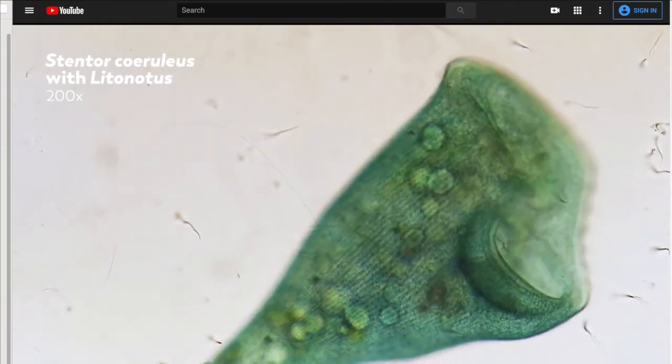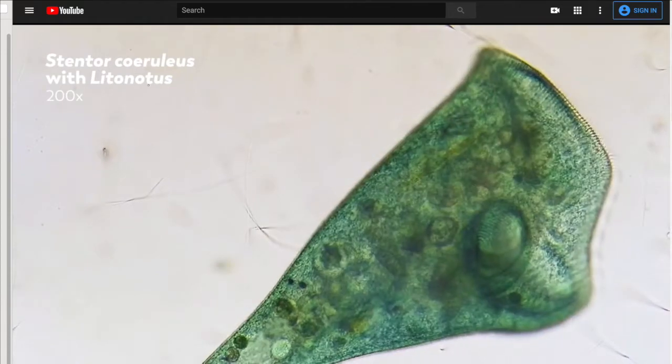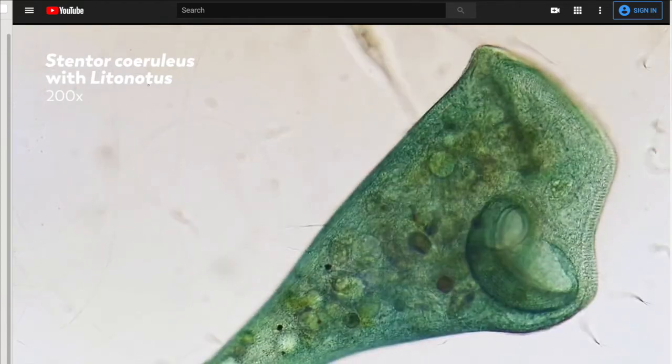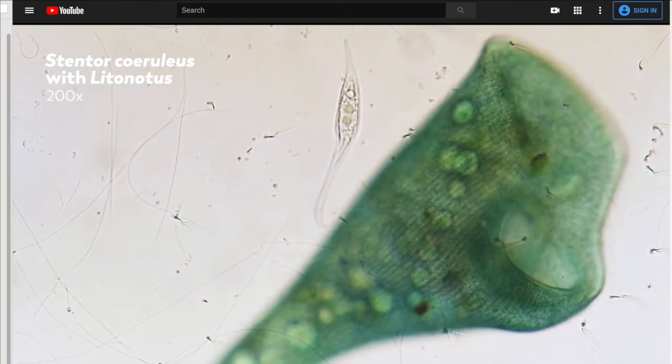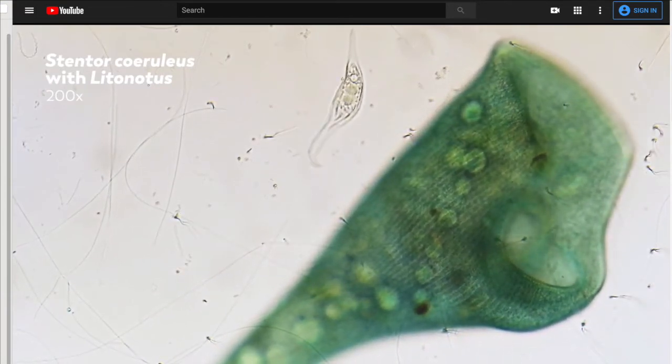Some can be as much as 4 millimeters long, big enough to be seen without a microscope. The biggest tardigrades, which have thousands of cells, are 1.5 millimeters long.